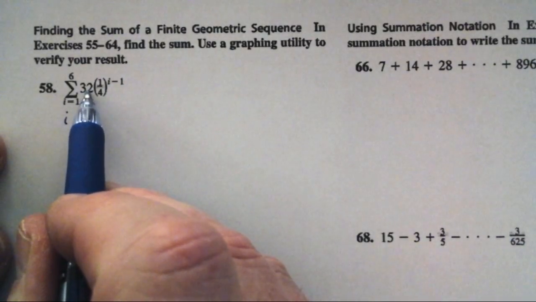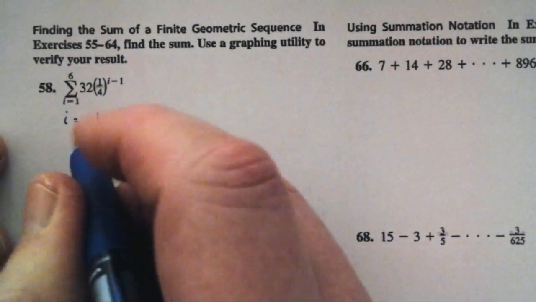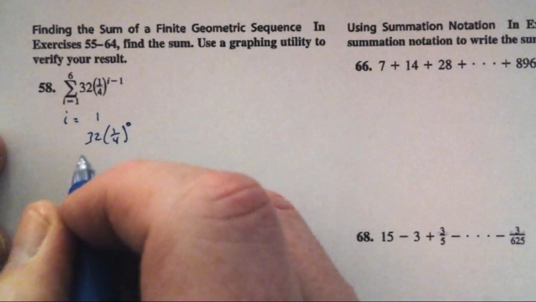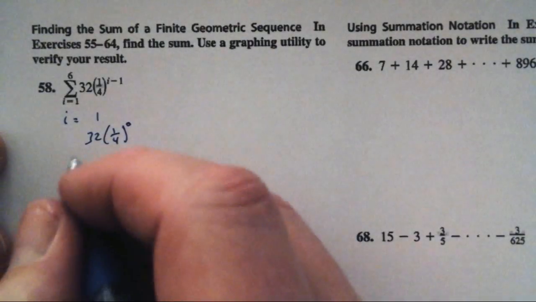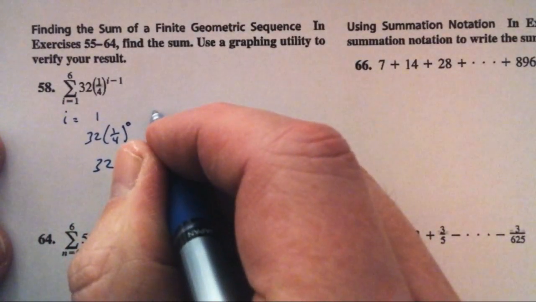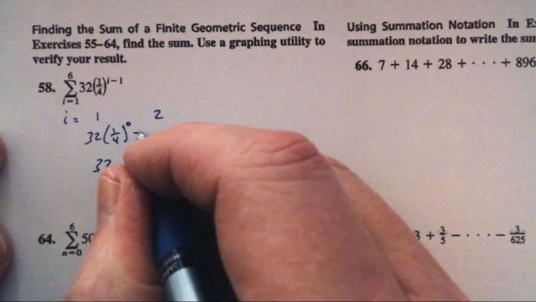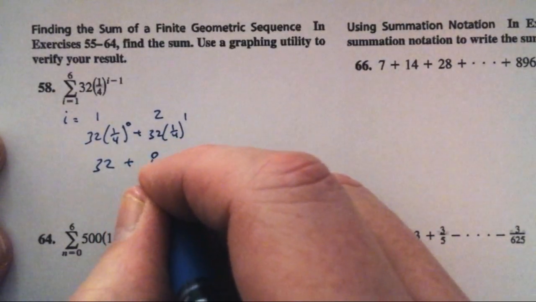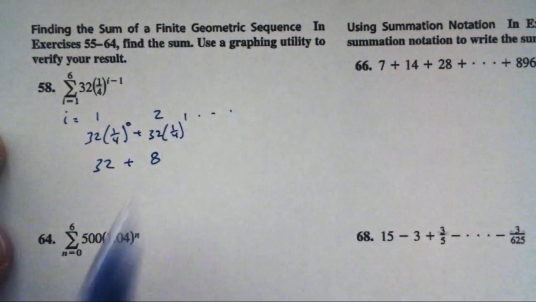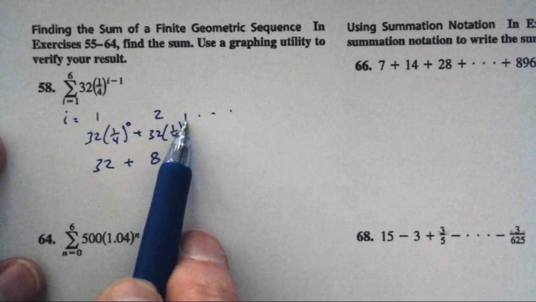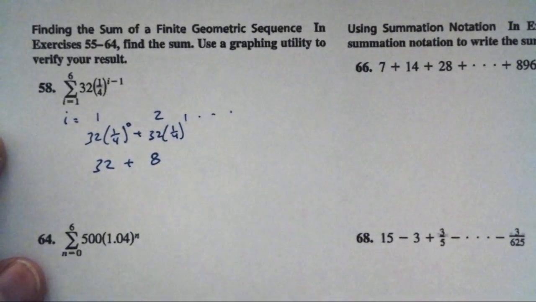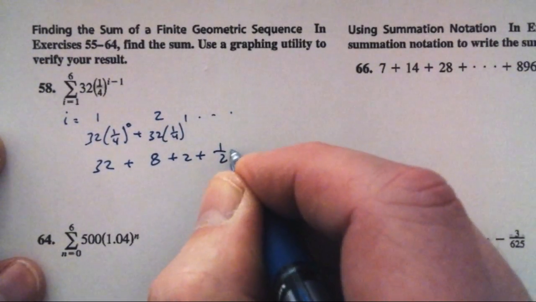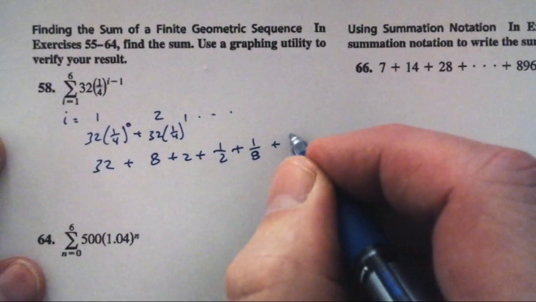the first term is 32 times 1/4 to the 0th. 1/4 to the 0th is 1 times 32. It's just 32. When i is 2, I get 32 times 1/4 to the 2 minus 1 first, and I get 8. And each term after that I'm just going to increase this exponent, I'm just going to multiply by another 1/4. So this would be plus 2 plus 1/2 times a fourth plus 1/8 plus 1 over 32.